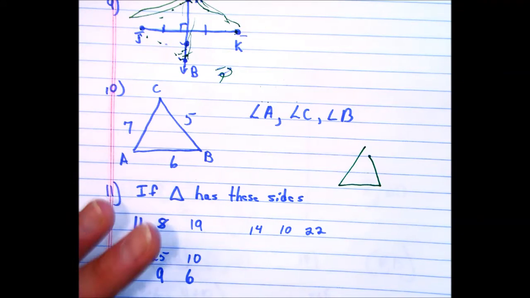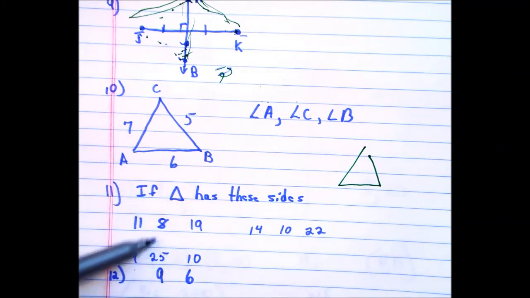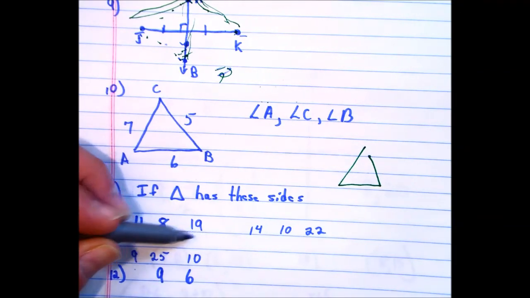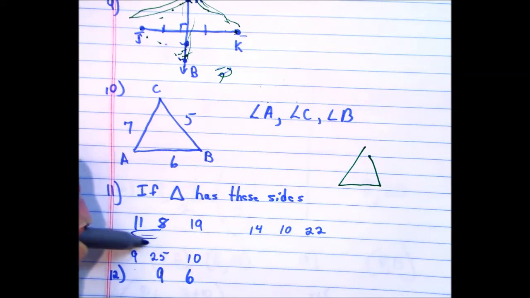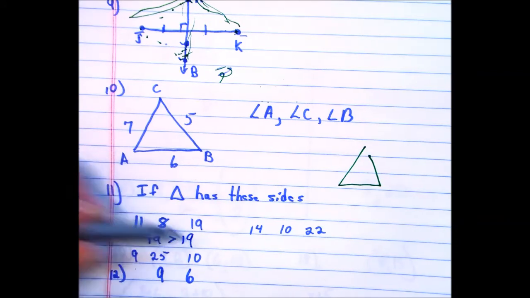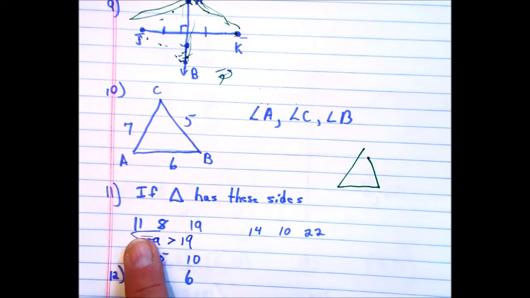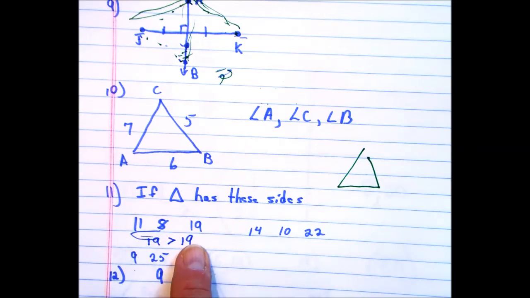If a triangle has these sides, is it really a triangle? Hopefully remember that you're supposed to do what with the two smallest numbers? Right, you add the two smallest numbers, and your answer must be bigger than the third. So this one, 11 and 8, is 19. 19 is not bigger than 19, so this could not be a triangle. If this was 20, then yes, 20 is bigger than 19, so it is a triangle. But 19 is not bigger. It can't be equal to, it's got to be bigger.